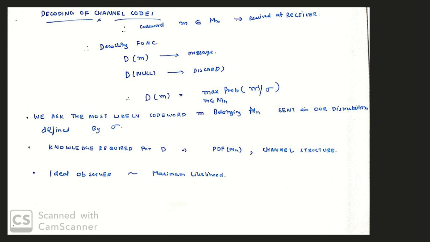So now how do we calculate the decoded message? We get the maximum probable message that belongs to this code word in the distribution. We ask for the most likely code word m belonging to mn sent, in the distribution defined by sigma. The knowledge required for decoding is the probability distribution function of the code words and the channel. Here we can see that the ideal observer must be the maximum likelihood function, which guesses the actual message with the help of the received message.